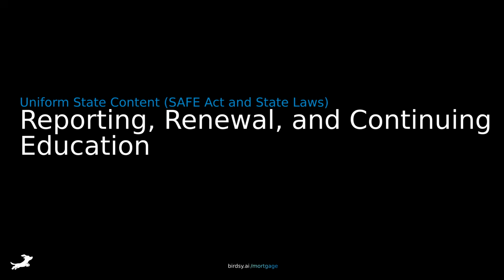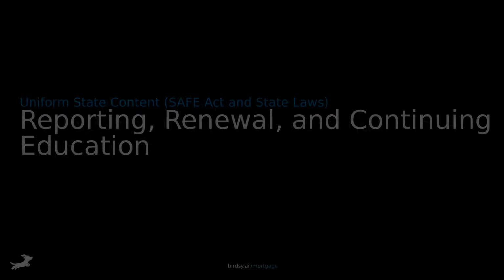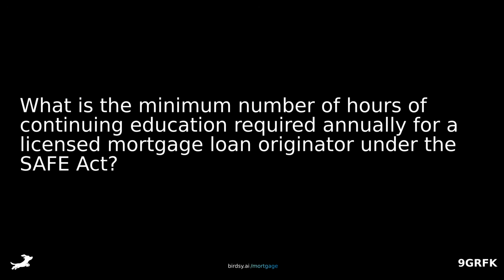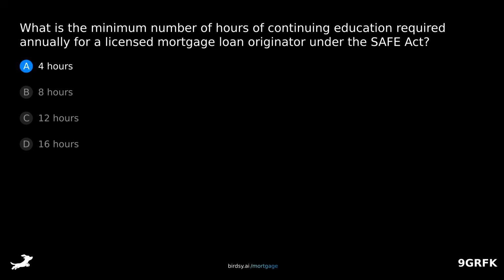Reporting, renewal, and continuing education. What is the minimum number of hours of continuing education required annually for a licensed mortgage loan originator under the SAFE Act? Is it A, 4 hours, B, 8 hours, C, 12 hours, or D, 16 hours? The answer is B, 8 hours.